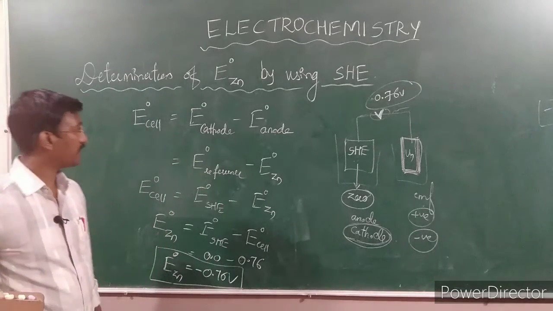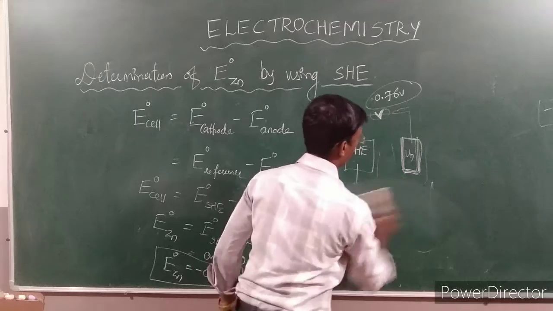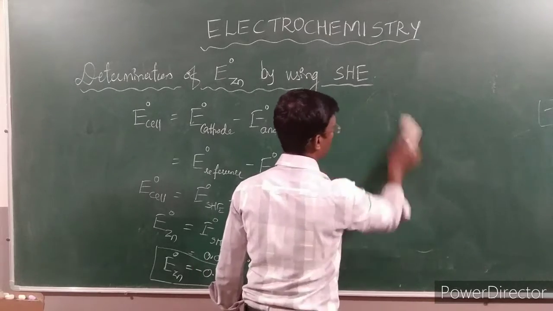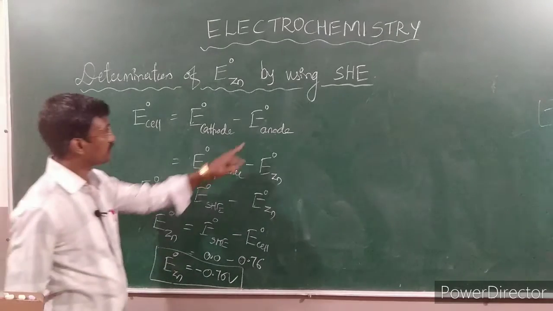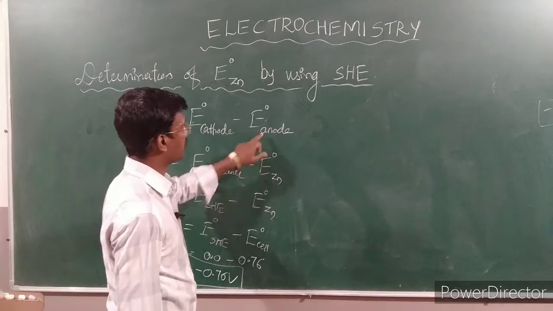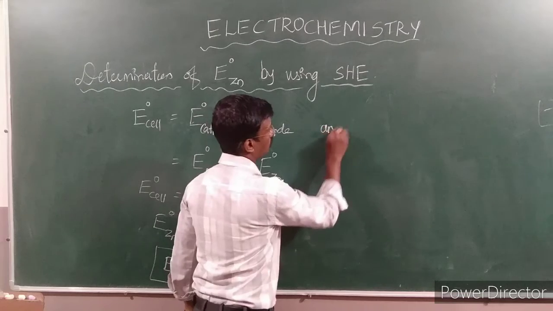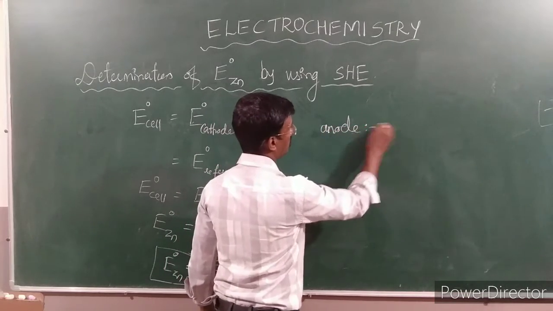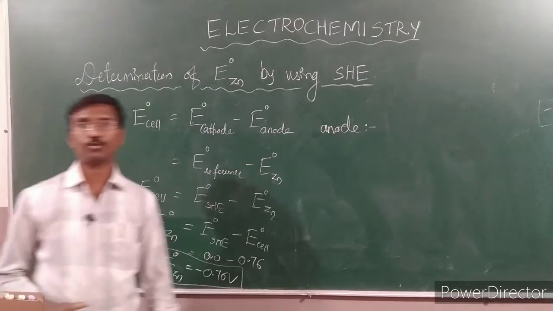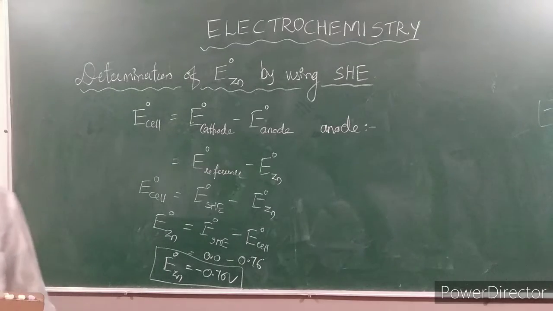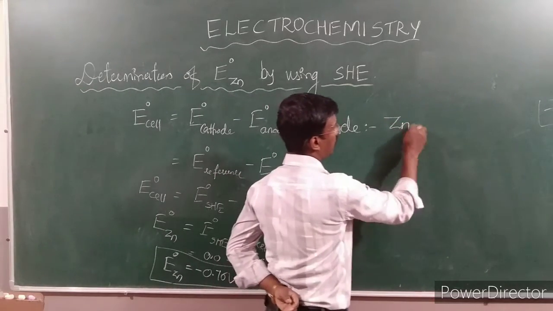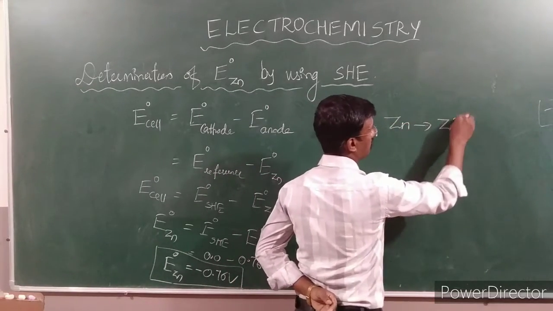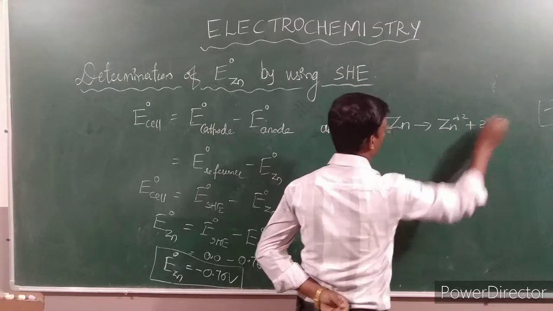Before that we will write how the reactions take place at anode and cathode. Look here, in this one the zinc is connected to the anode. At anode it always undergoes oxidation. Why? Because you are familiar with the Daniell cell. At anode it undergoes a half reaction. Zinc undergoes oxidation. Therefore at anode zinc is formed as Zn2+ by loss of 2 electrons.